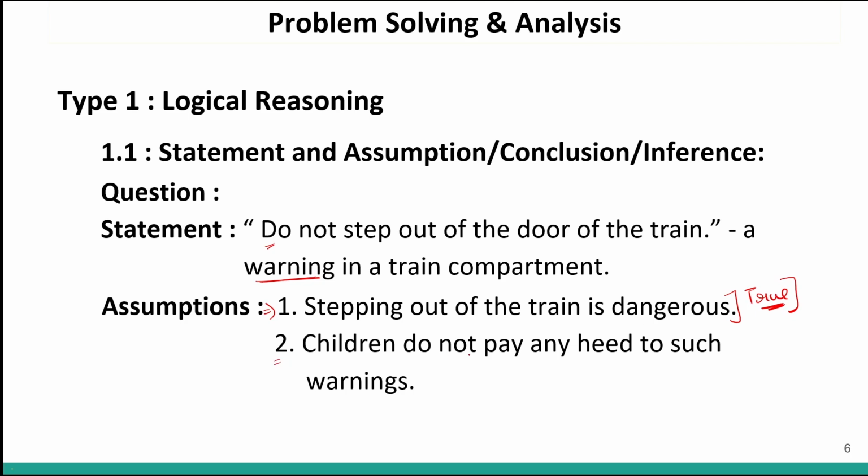Assumption number 2, children do not pay any heed to such warnings. Now this assumption is false. Why? Because this is irrelevant. We cannot judge this based on this statement. So assumptions are always analyzed based on the statement. We assume that we do not know any more information than the statement. The statement is the only information given to us, and based on only this information we judge the assumptions. So this assumption will be false.